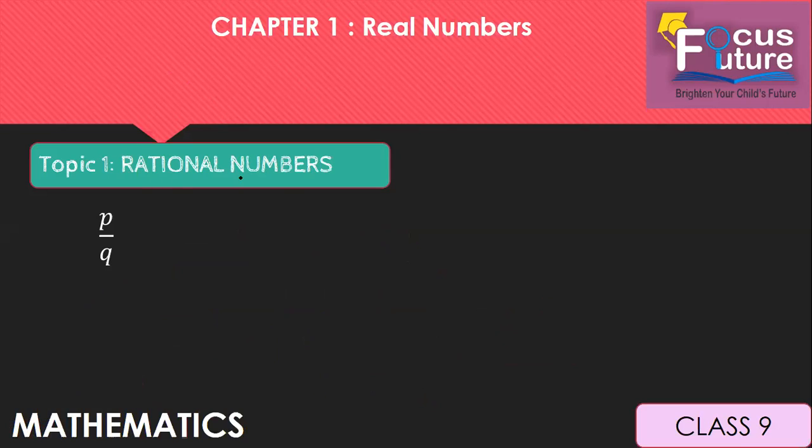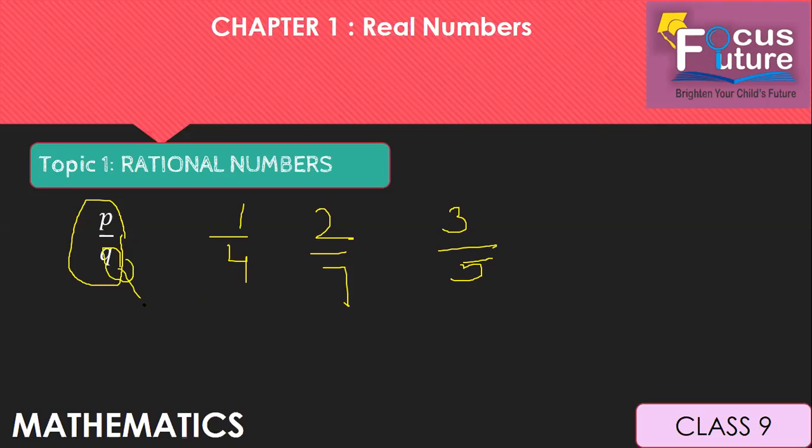Now for understanding rational numbers, here it is represented as P upon Q. Rational numbers of the form P upon Q. That means we can write it as 1 upon 4, 2 upon 7, 3 upon 5. Here there is one condition that Q cannot be 0. Let's say for example if Q is 0, 2 upon 0, 7 upon 0, 8 upon 0.